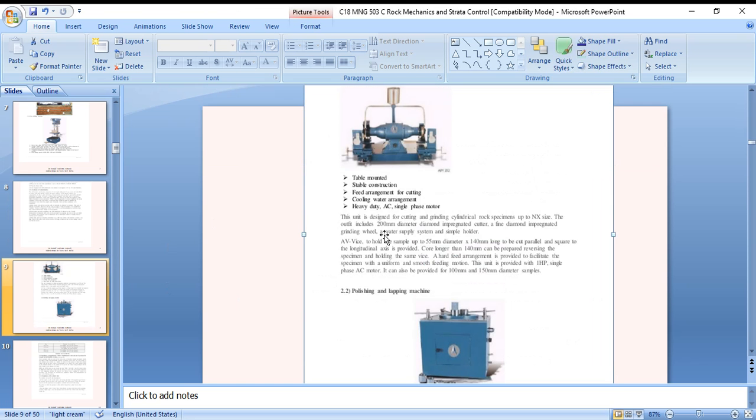These are the other sample preparation items: a stable construction with a feed arrangement for cutting, cooling water arrangements, a heavy duty AC single phase motor, and polishing and lapping machines. These are the important ones.